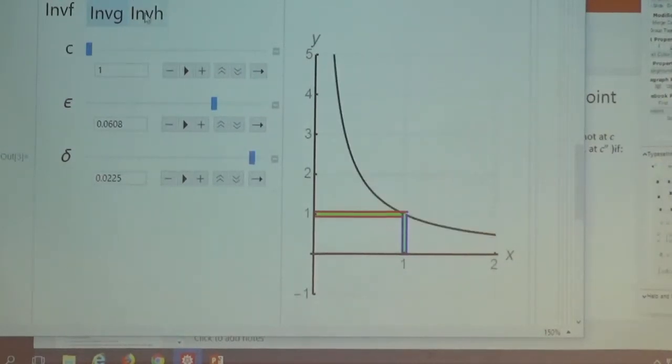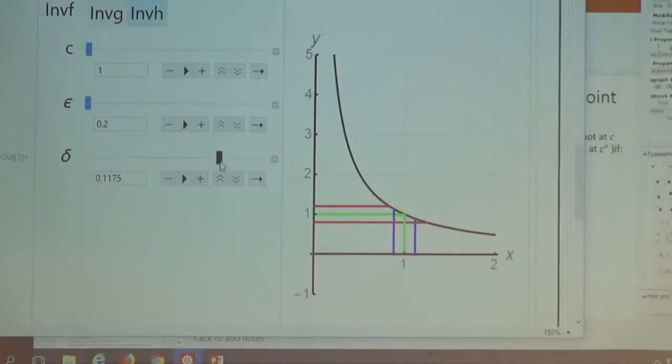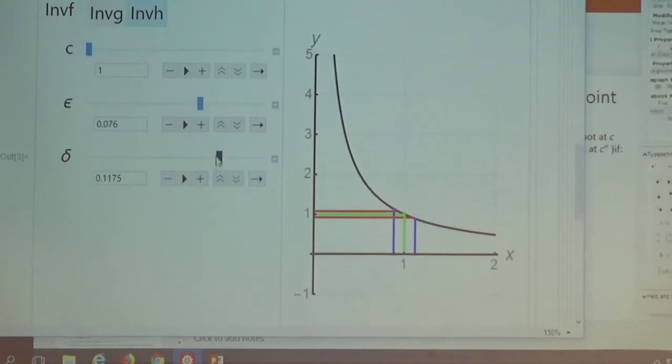Here's another example. This is the example 1 over x. Even for this example, you can choose a sufficiently small delta so that the inputs within delta of 1, within the blue line, have outputs within the red lines, no matter how small epsilon is. I can make delta even smaller so that it works.